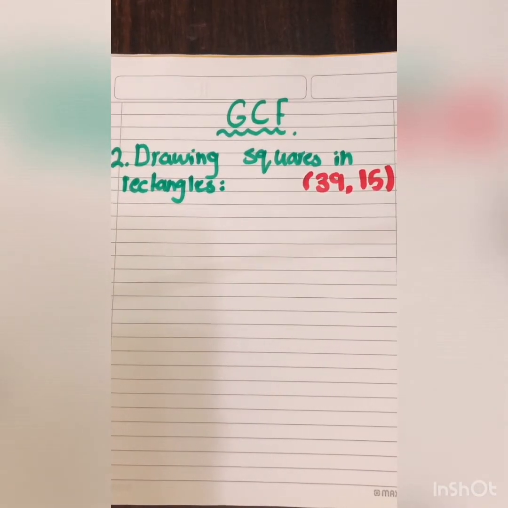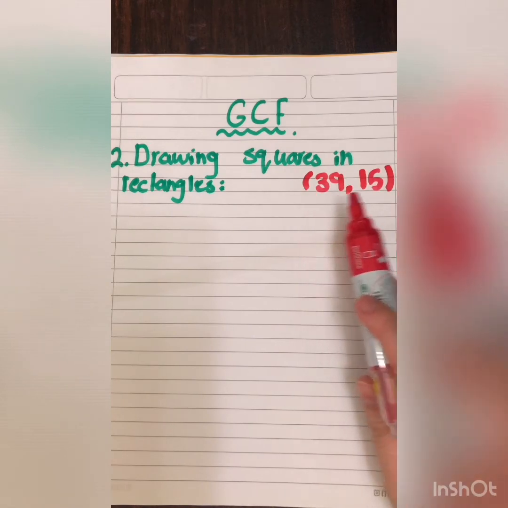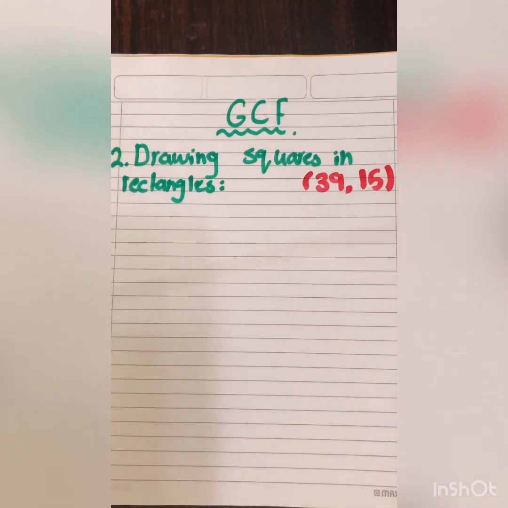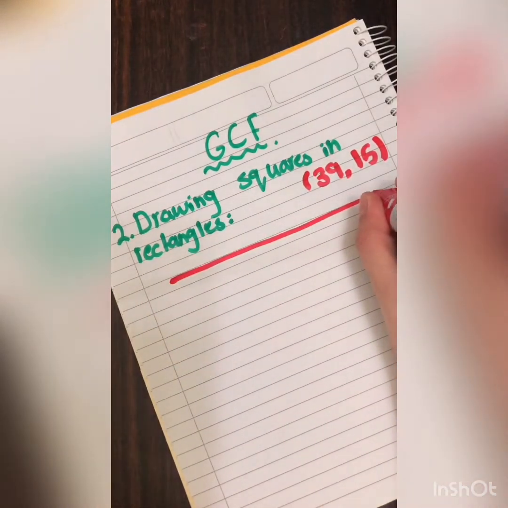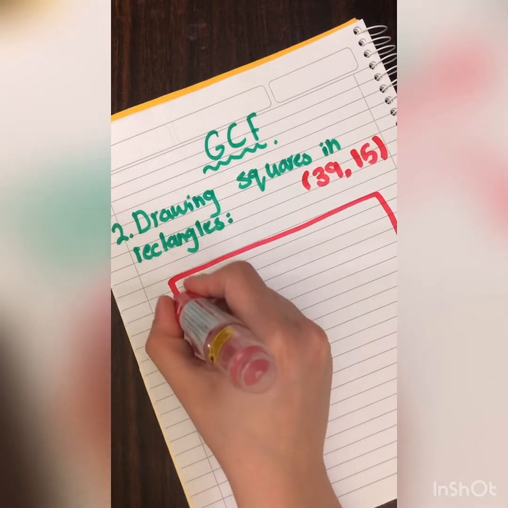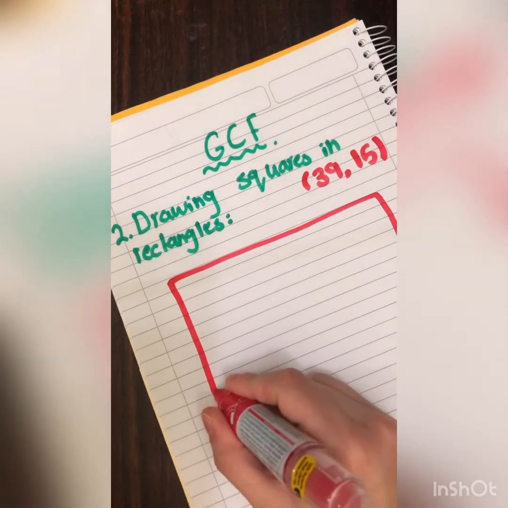Now let's move on to our second strategy, which is drawing squares in a rectangle. It's a very fun strategy. I love this strategy. It's very simple and fun at the same time. So let's assume that we have two numbers which are 39 and 15. We are going to draw a big rectangle. It will be an estimation picture. It's not real.